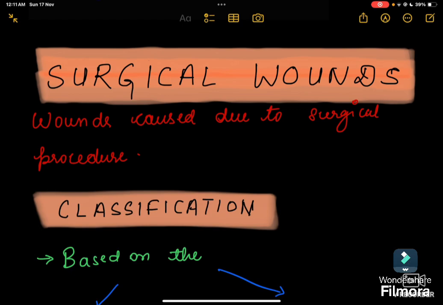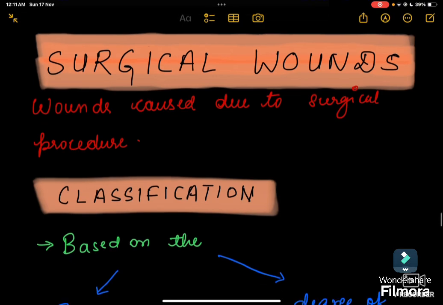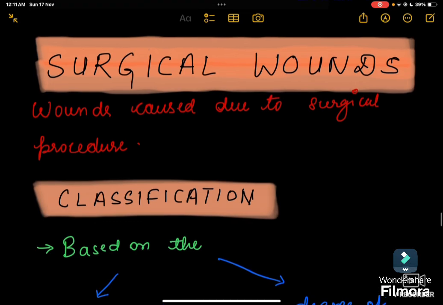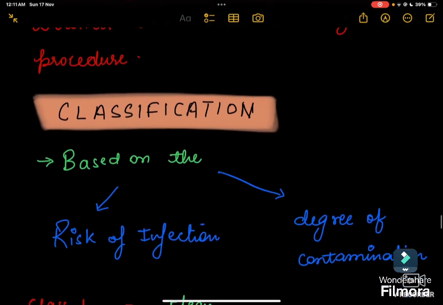So today's topic is surgical wounds. So what are surgical wounds? Wounds caused due to surgical procedures. Means during surgical procedures, the wounds that are created are called surgical wounds. So, classification.